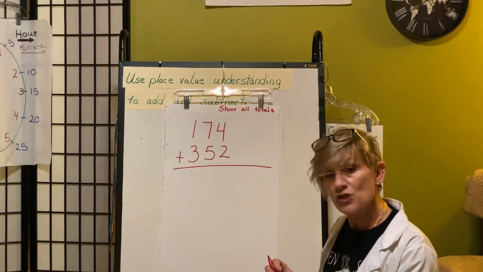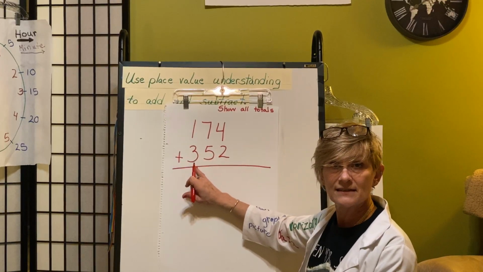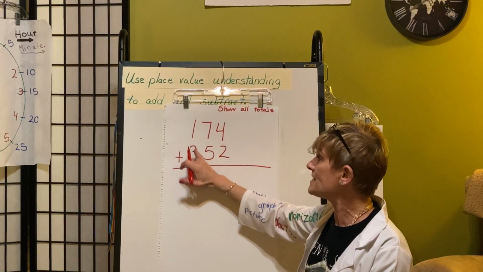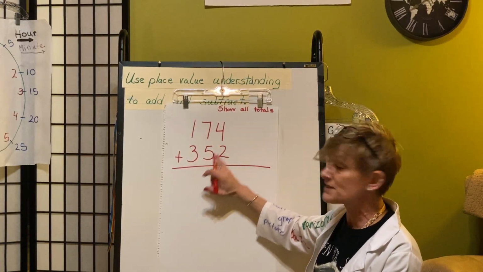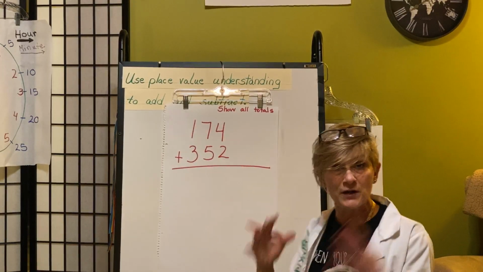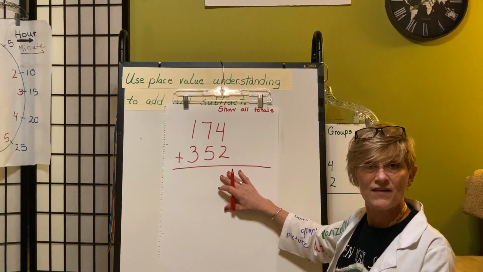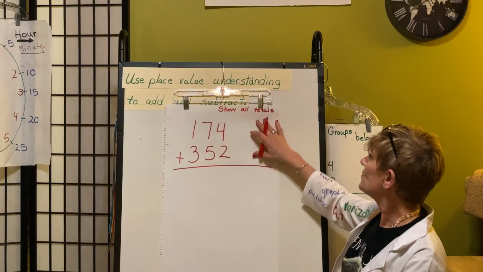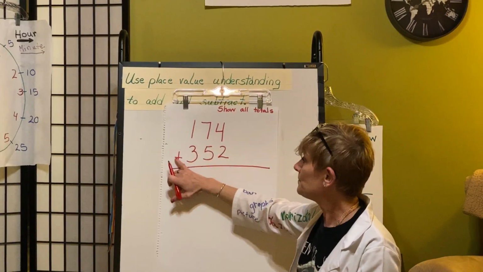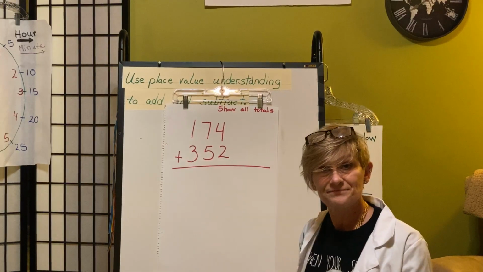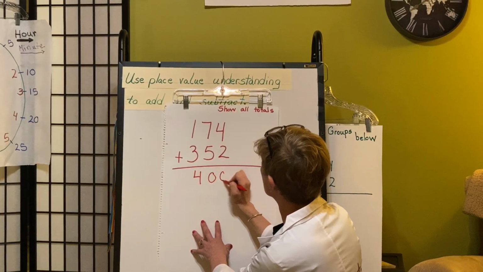When we're doing the show all totals, I'm going to start in my hundreds place. I hope that you recognize that when you're writing these two numbers, you're putting your tens under your tens and your ones under your ones. You understand where they live. So let's make sure we have that on our board. Showing all totals. 100 plus 300, I hear ya, that would be 400.